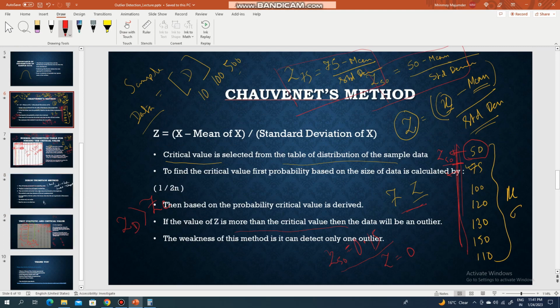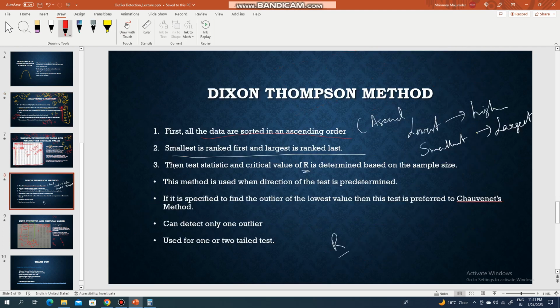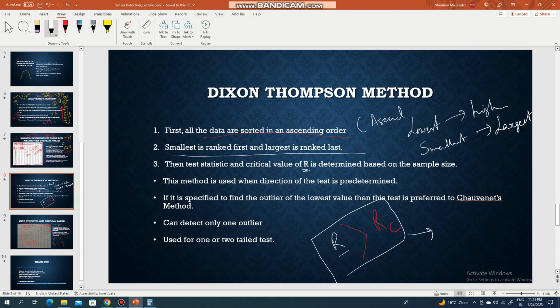Okay, in this case, Chauvenet method, your Z of the data points, whenever it is greater than the critical value of Z, that data becomes an outlier. Here also, in case of Dixon Thompson method, when R of your data points becomes greater than critical value of R, that data becomes an outlier. You understand what I want to say?